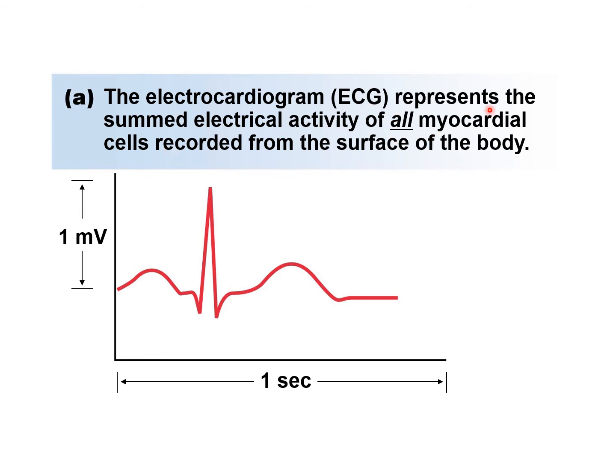And what it represents is all of the electrical activity at any given time of all the cells in the heart at that time as recorded on the surface of the body. So right here in time, or right here, or right here, here, and here. So it's a sum of all the electrical activity in the heart.